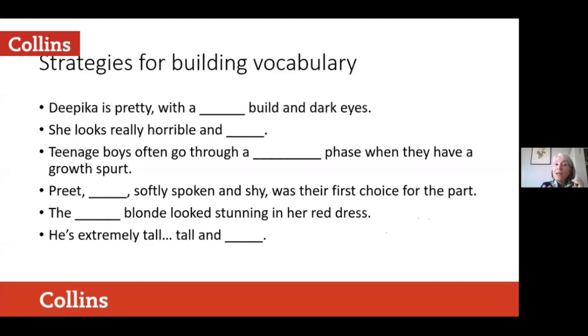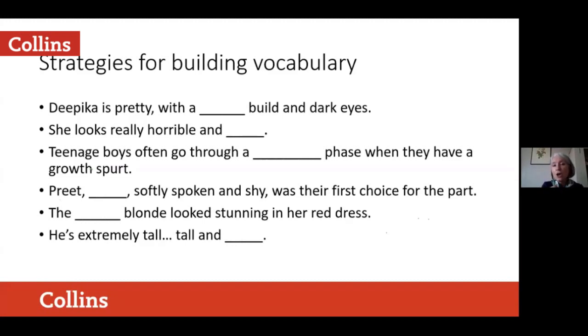Slim and slender. We're looking for ones with a positive connotation because we are being admiring about Deepika. We're saying she's pretty, she's got lovely dark eyes, so she is slim or slender. She's not skeletal or bony. She hasn't got a lot of flesh on her body in a way that we consider to be positive and pleasant and that we approve of. What about the next one? She looks really horrible, and what would we use here? Bony. Skinny or skeletal, because we're not admiring here. This person is probably too thin, overly thin.